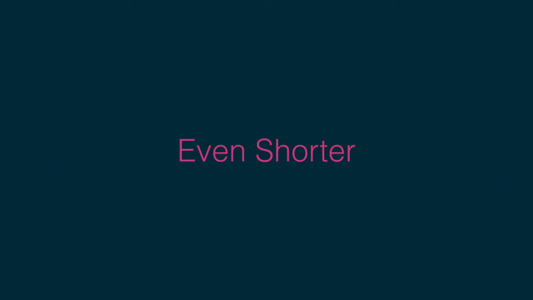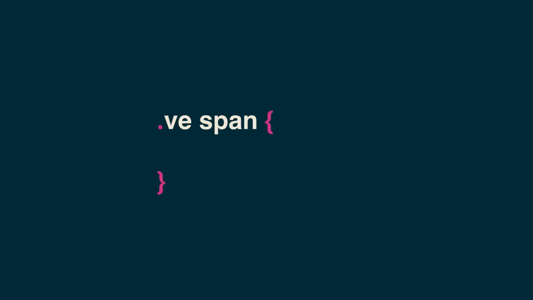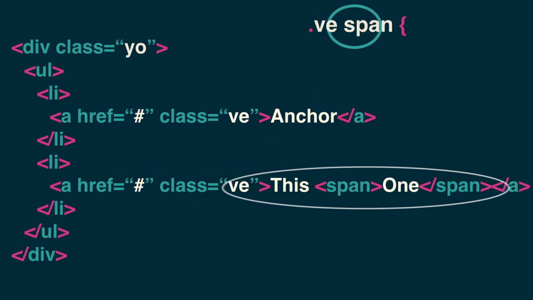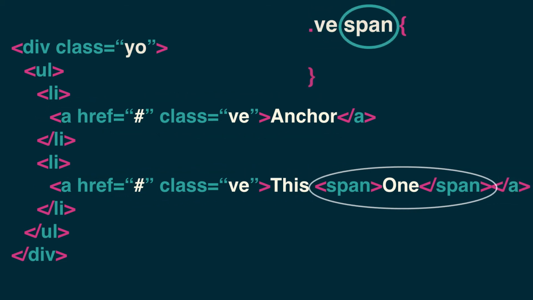And even shorter, we could have done the class VE span, so we could have started at VE, which is unique in this document, and then go ahead and give us the anchors, and then we can just go to the span, and we're still there.